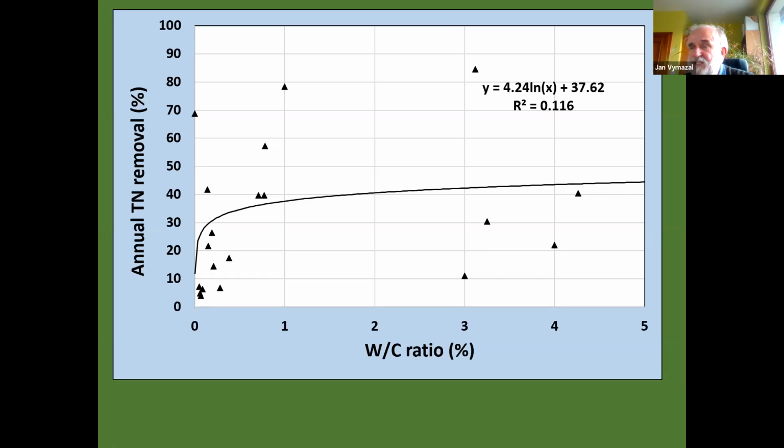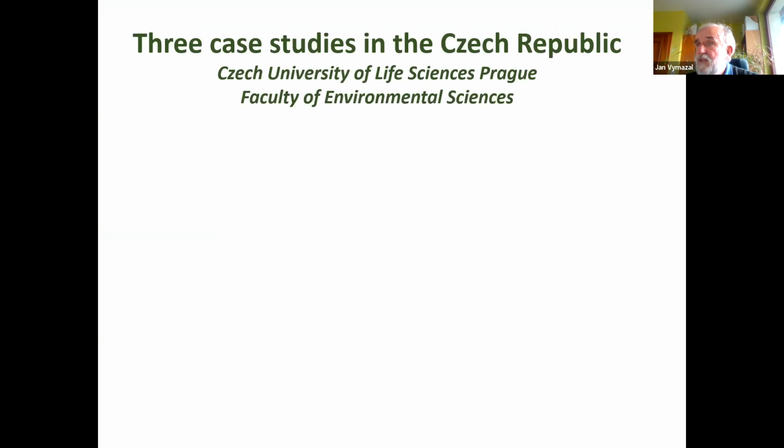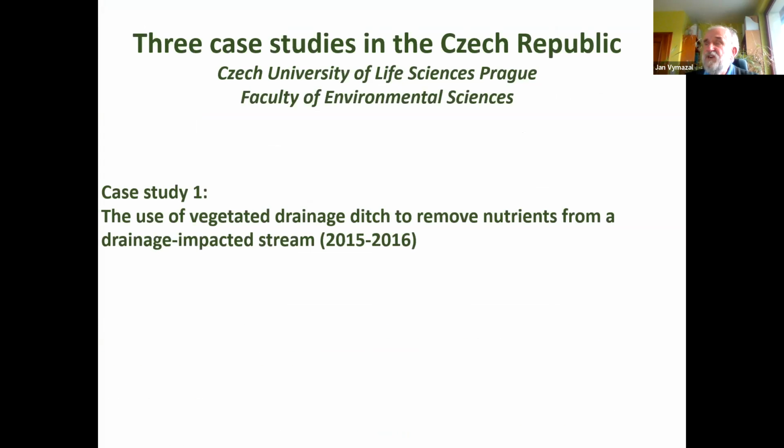And if you increase it more, it doesn't bring any substantial increase in removal. Now I would like to present 3 case studies from the Czech Republic, which we have done at our university. And first case is the use of vegetated drainage ditch to remove nutrients from a drainage impacted stream. And this study was done in 2015 and 2016.